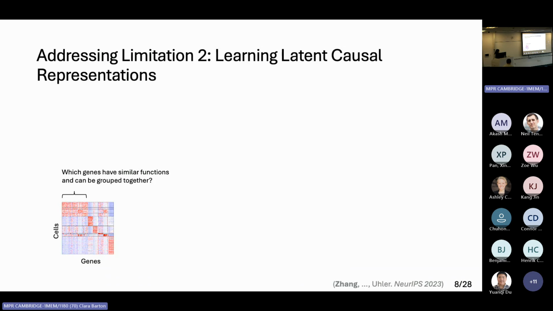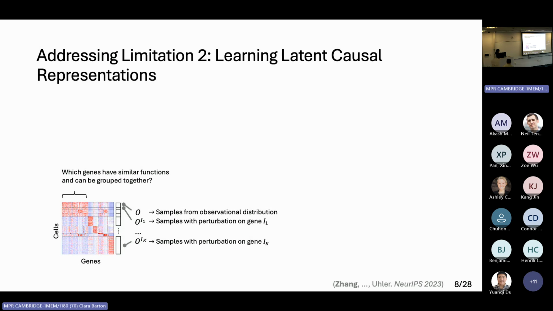So essentially, with the data here, there are different rows here. And I was describing early on, we have this type of perturbation data, which means there are groups of cells coming out from the observational distribution, which are just the control cells where no perturbation was applied to them. And then there's also going to be samples coming from perturbing individual genes. Like groups here correspond to perturbations on gene I1 and all the way to perturbations on gene IK.